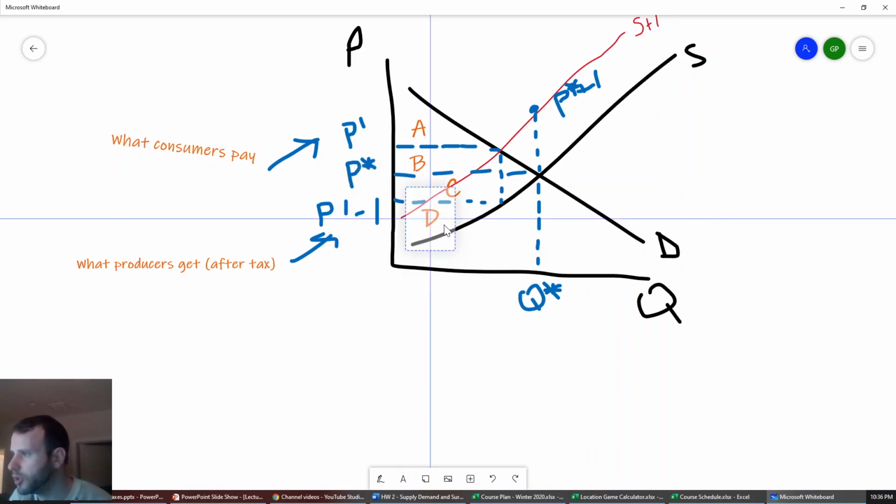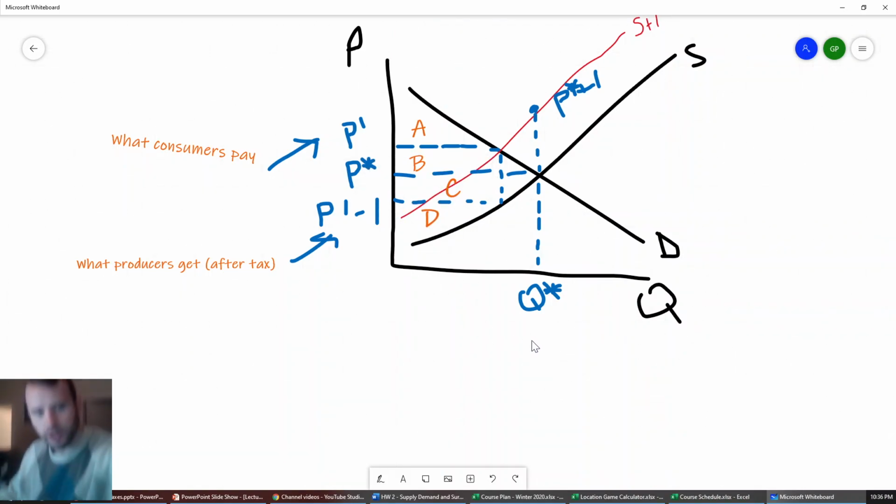My cat has joined us to graph these taxes. Say hi. Say hi, buddy.